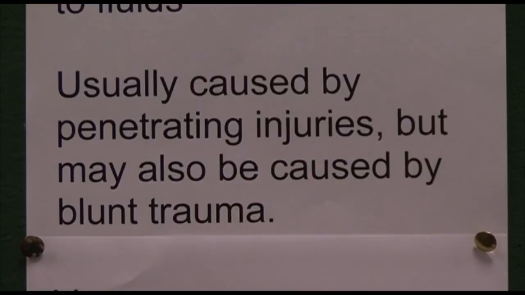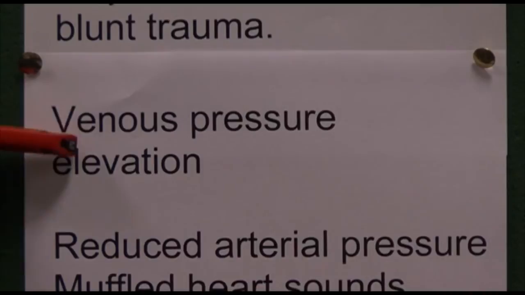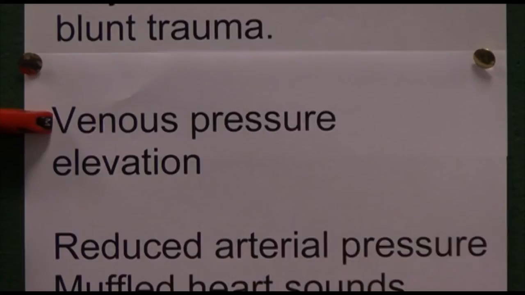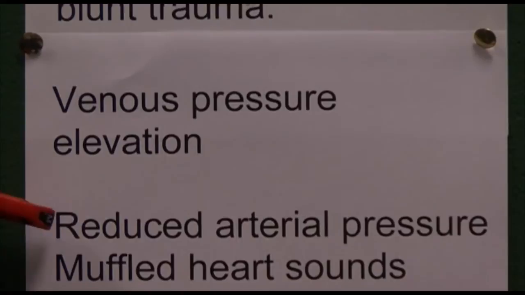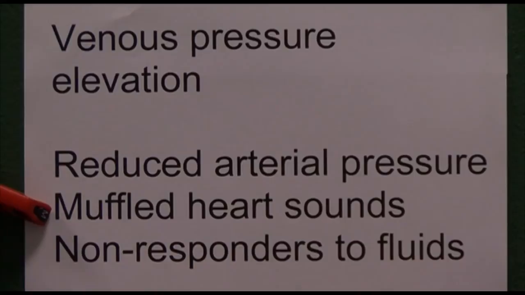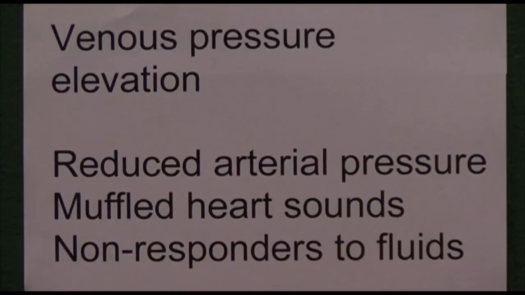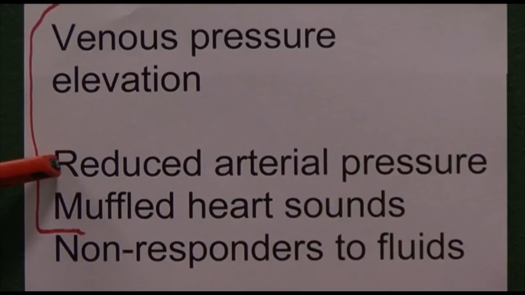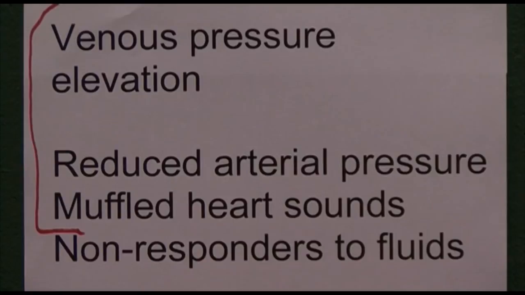So there's going to be increased venous pressure because there's going to be a backlog of blood, because the venous return into the atria is going to be inhibited because of the pressure within the pericardial sac. There's going to be reduced blood pressure because the heart is not getting the venous return, so it can't pump the blood out. And although it's very hard to listen for, you might be able to detect muffled heart sounds. These three are sometimes referred to as Beck's triad. So increased venous pressure, the patient's hypotensive, and possible muffled heart sounds, and they're not going to respond to fluids.